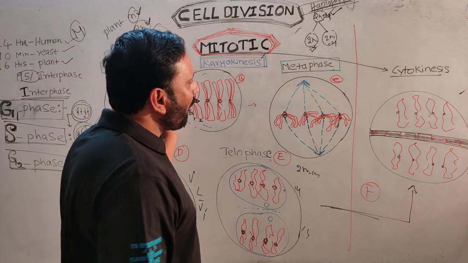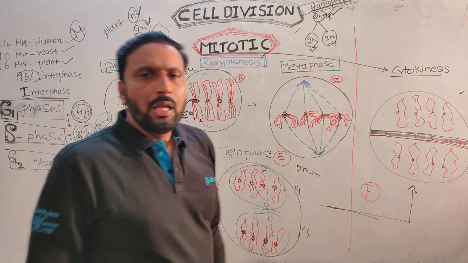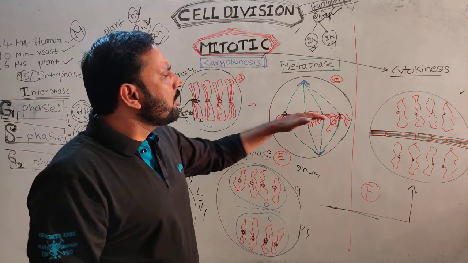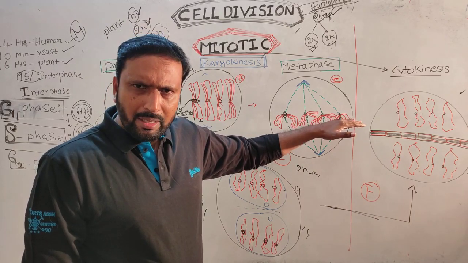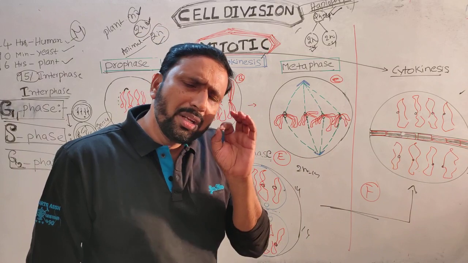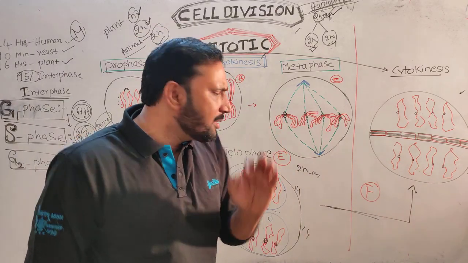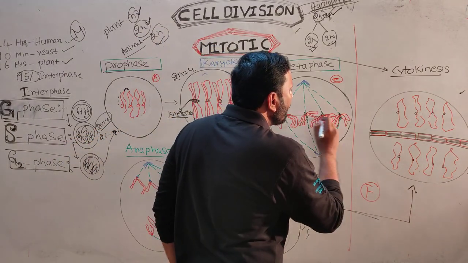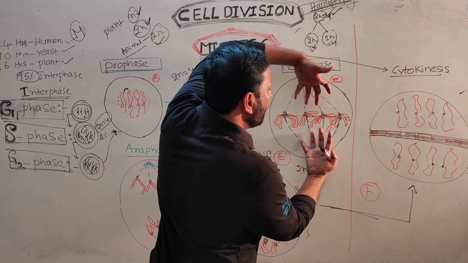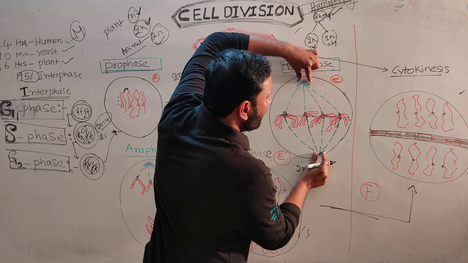Very clear. Then after prophase comes metaphase. In the metaphase, there are mainly two steps: orientation of chromosomes on the equatorial plane and formation of spindle fibers. Orientation of chromosomes on the equatorial plane means all the chromosomes are arranged on the equatorial plane. Already the bipolar spindle apparatus is forming. Look here, these are the centrioles.